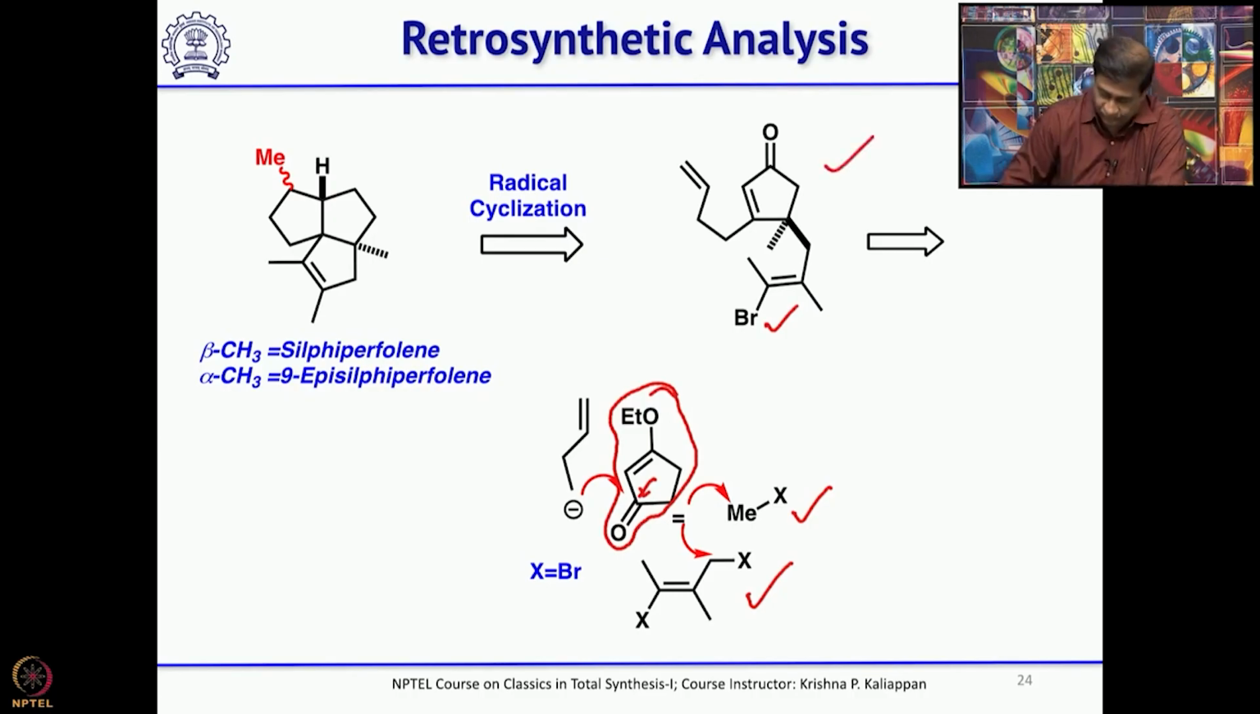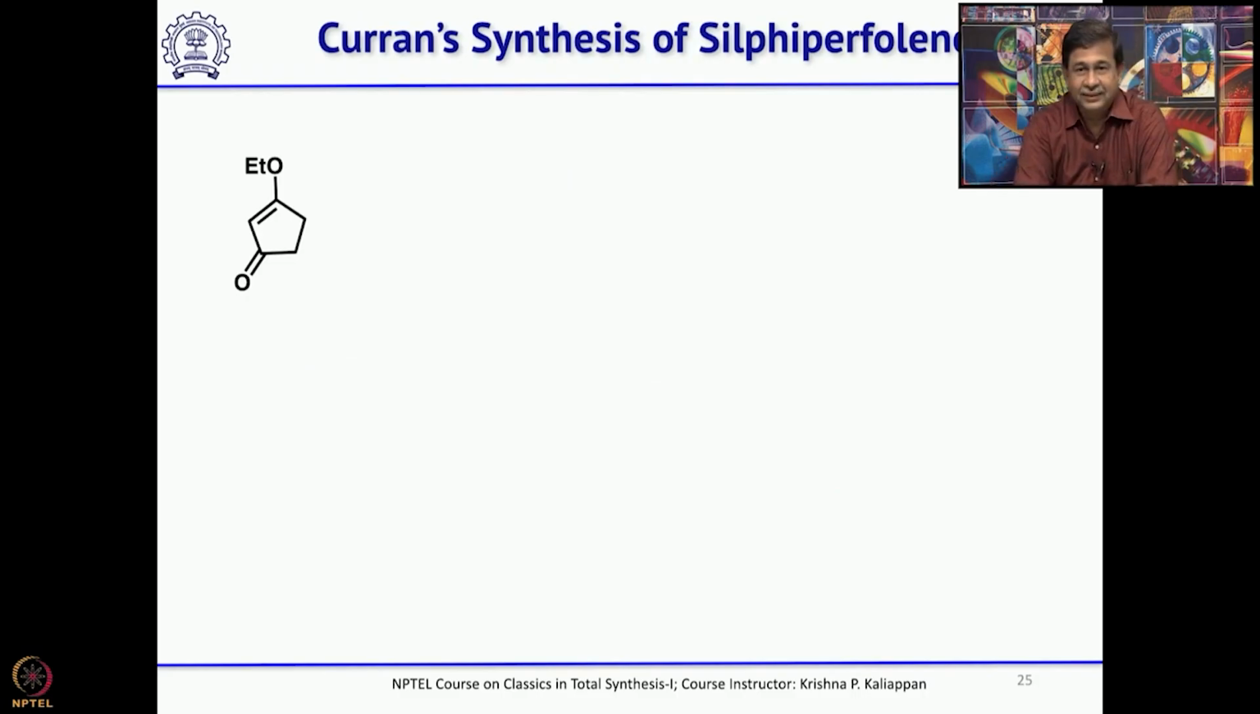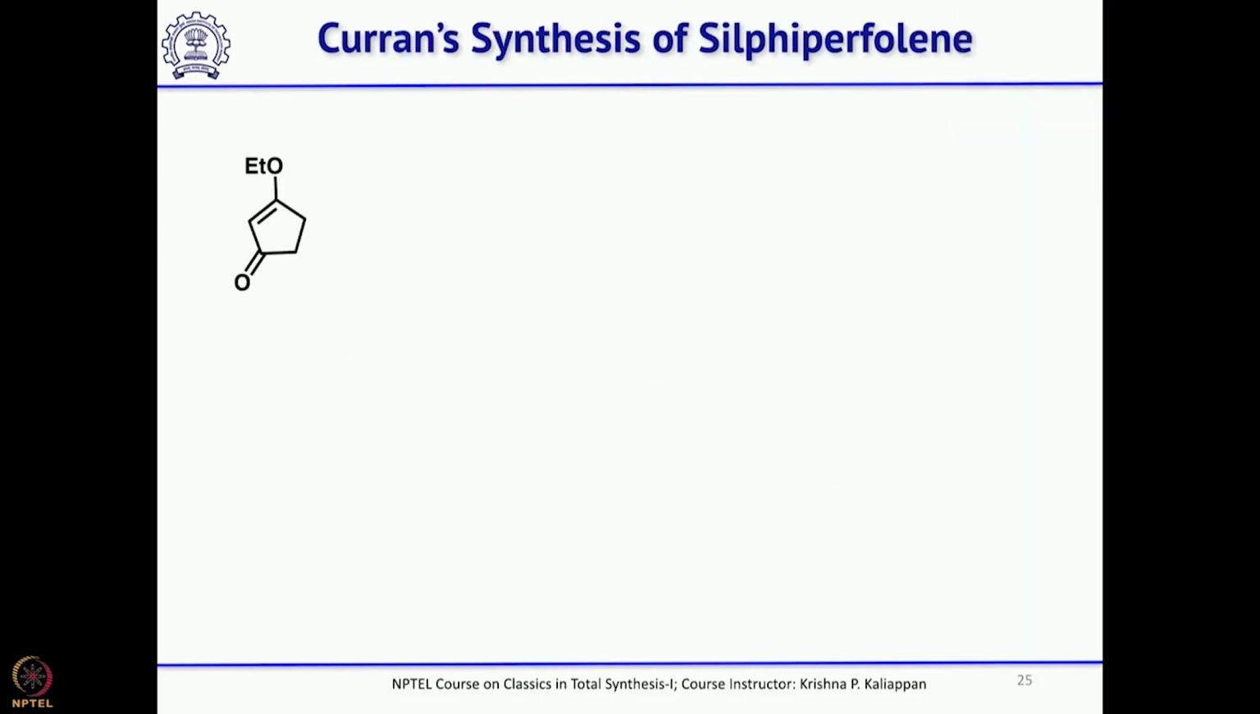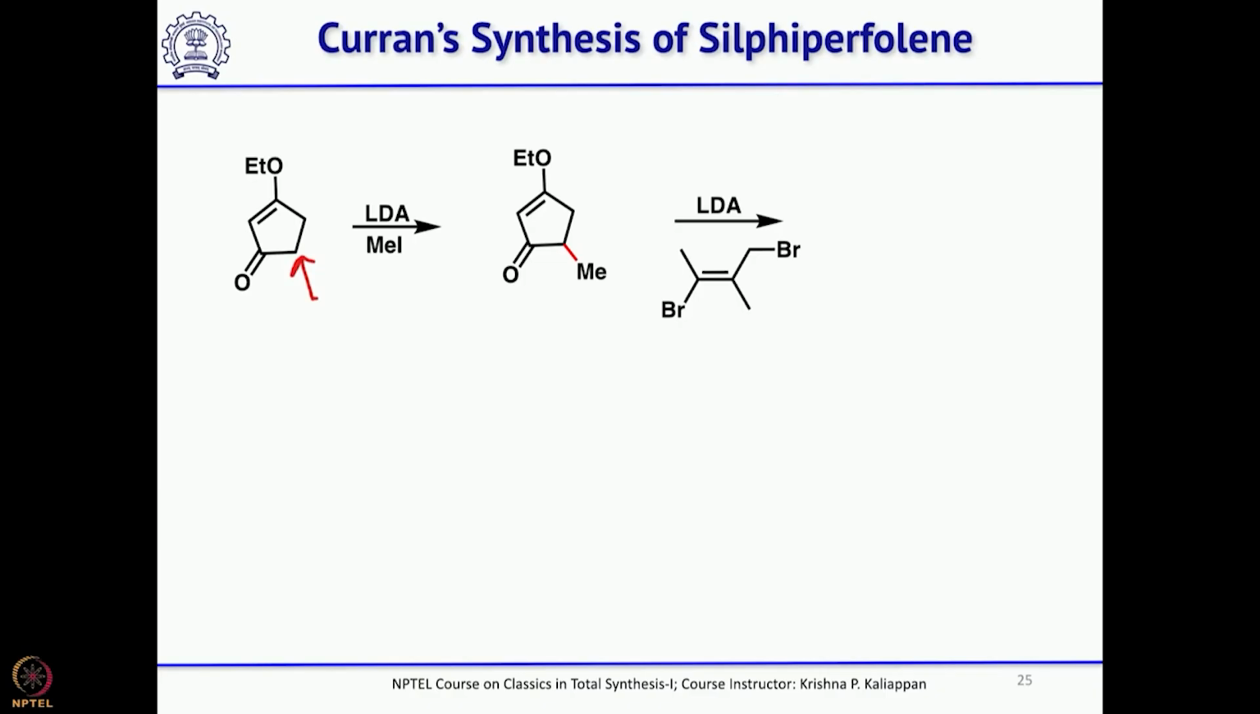So the synthesis actually started with 3-ethoxycyclopentenone, which is very easy to make from cyclopentane 1,3-dione by treatment with ethanol and HCl. One can prepare this in large quantity. Now you do the alkylation first with methyl iodide, so you can introduce a methyl group at the alpha carbon. Then another alkylation with this substituted allyl bromide. So you could introduce two alkyl groups alpha to the carbonyl.